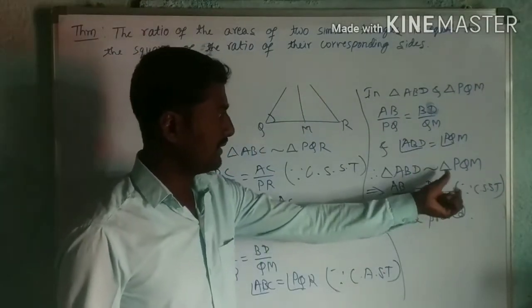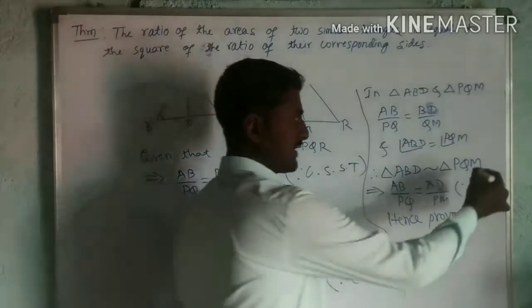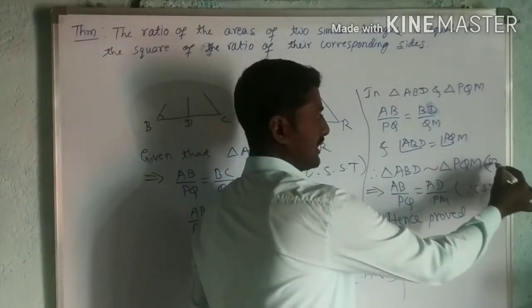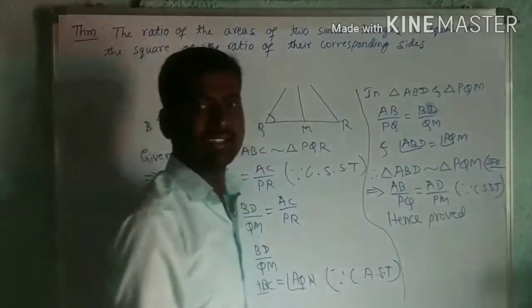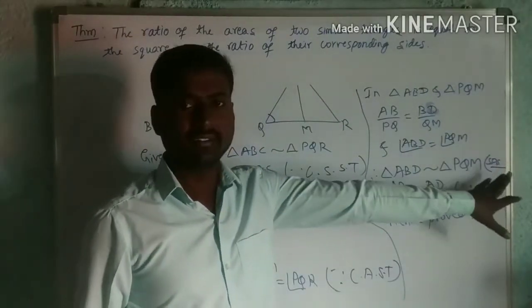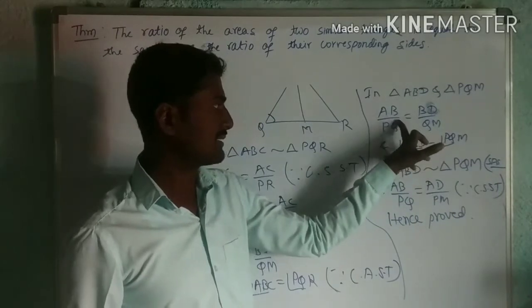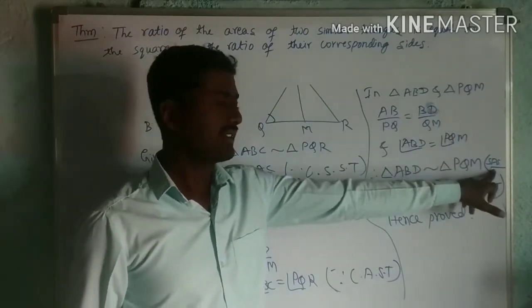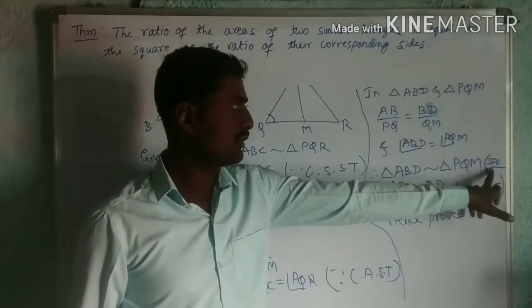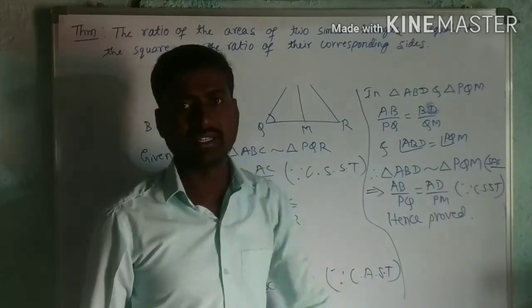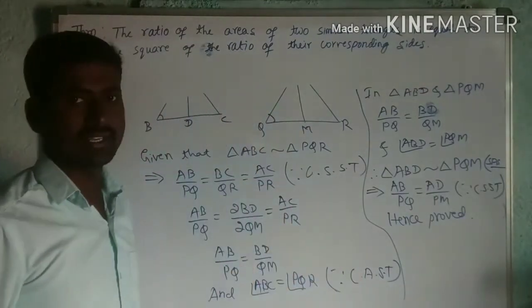Here you can write SAS similarity criterion. The reason I have to write it is that I used the SAS criterion, so I have to give the reason. So you write it here: SAS similarity criterion. Okay. This completes the exercise.